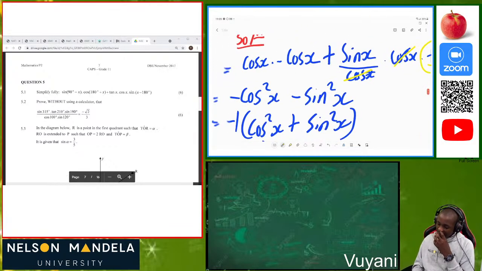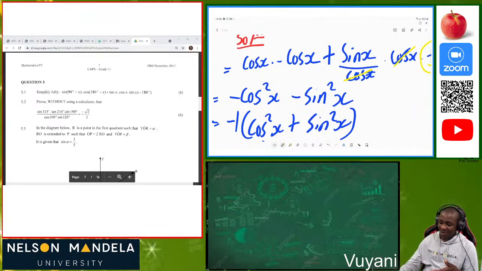Then we come here, and after that we see that there's a chance that we can have an identity, and we know that we have this nice identity which says cos squared of theta plus sine squared of theta has to always be equal to 1. So now we have to take our common factor there, and our common factor is negative 1. When we take our common factor, which is negative 1, out, we're going to end up having positive cos squared of x plus sine squared of x.